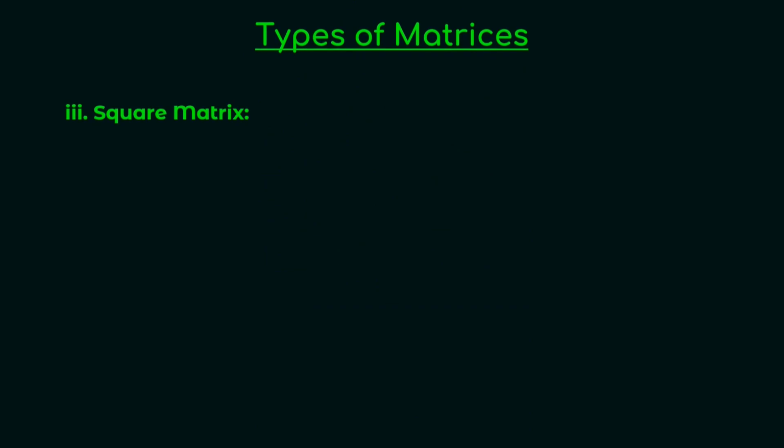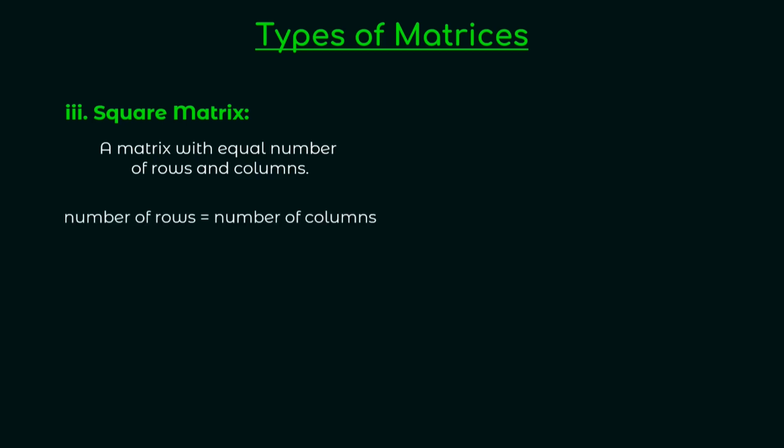The third type of matrix is the square matrix. Now, how do you find a square? A square has all sides equal, right? Even in matrices, a square matrix has the same concept. A square matrix has an equal number of rows and columns. Like if there are 3 rows, there will be 3 columns. If there are 2 rows, there will be 2 columns, etc. The number of rows will be equal to the number of columns.